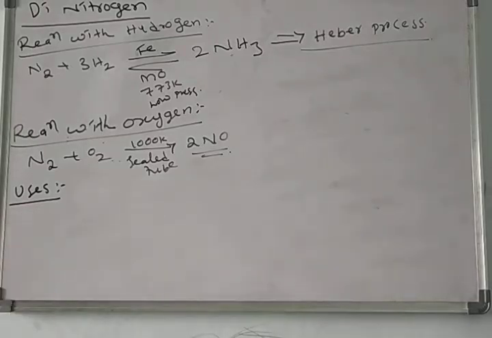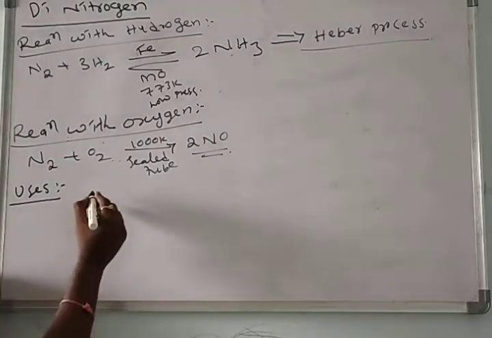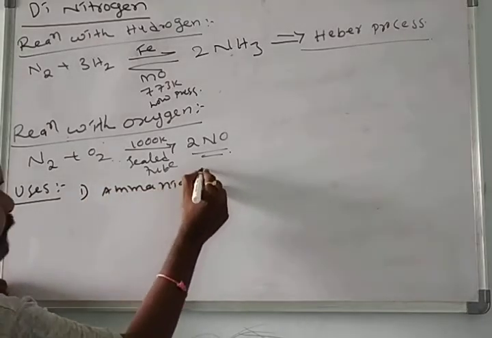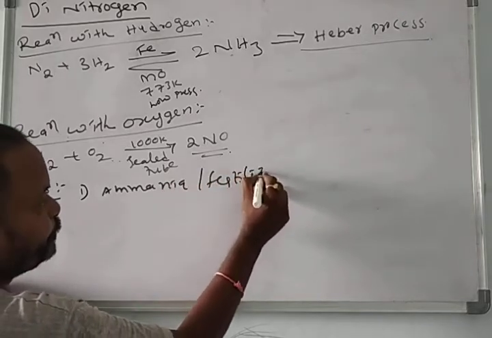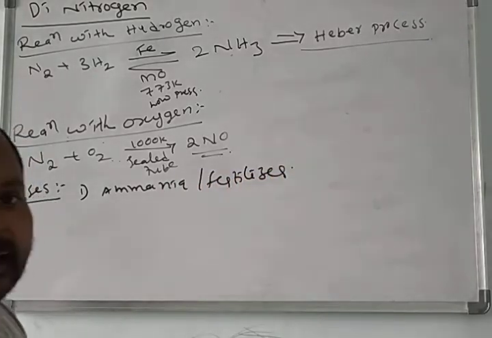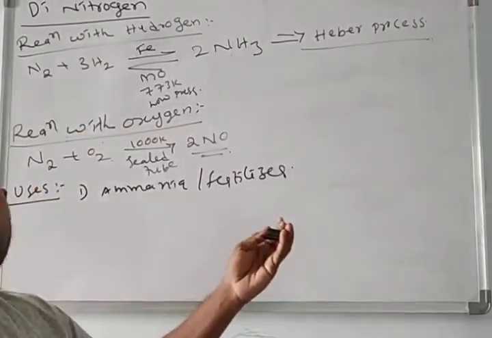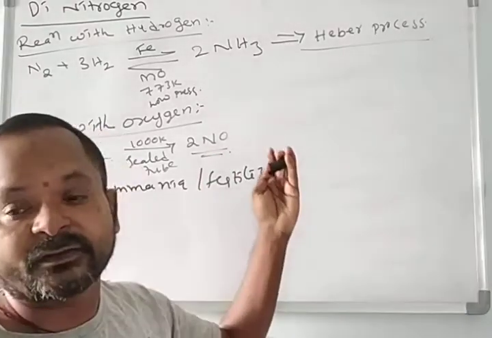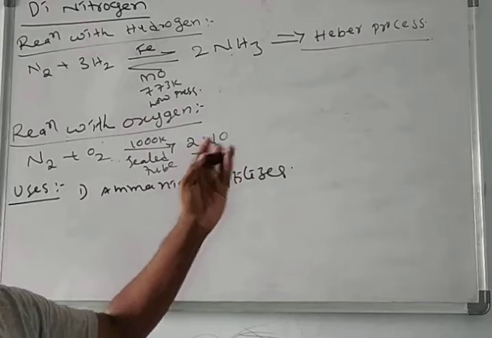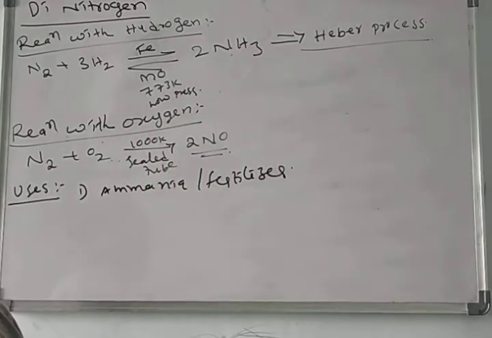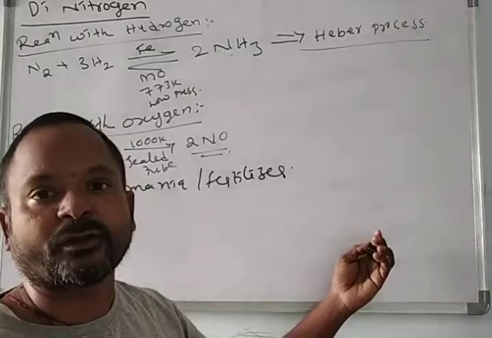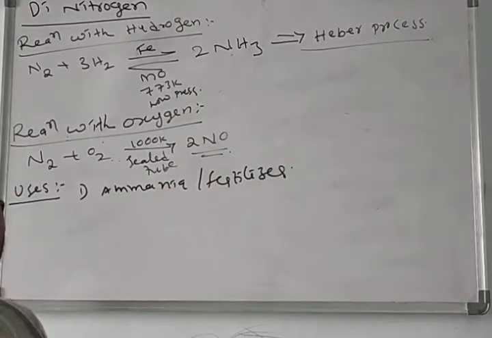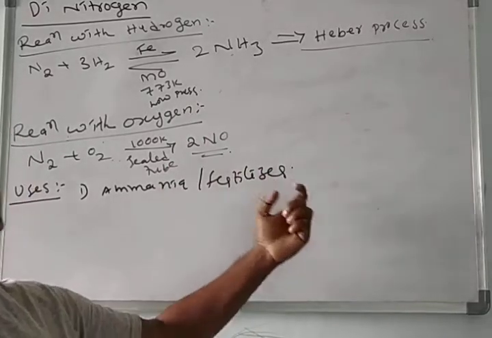In continuation we'll see the uses. Nitrogen is mainly used for the preparation of ammonia and various fertilizers. Nitrogen is also an important element in vitamins, in so many proteins, so many glands. So many drug molecules and pharmaceutical compounds are prepared by using nitrogen, its derivatives and compounds of nitrogen.